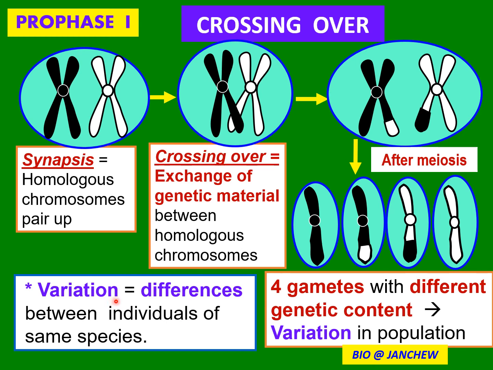First of all, variation are differences in characteristics between individuals of the same species. For example, differences in the blood type, the color of the hair, the height, and also differences in resistance to disease. So it's very important to have differences in resistance to disease. We'll discuss further about the importance of variation in the next slide.